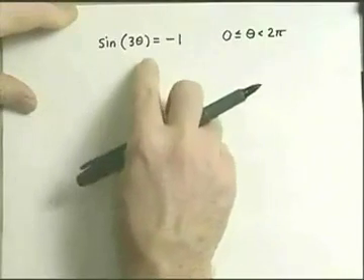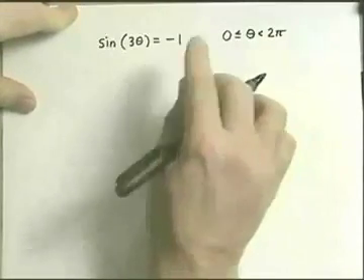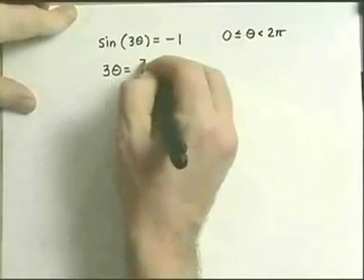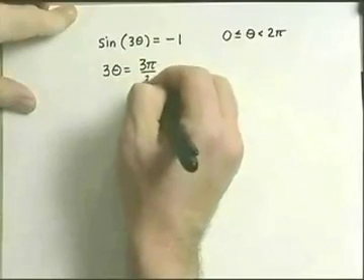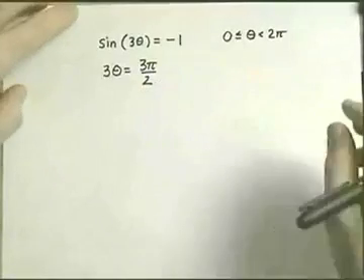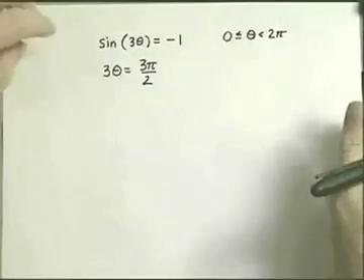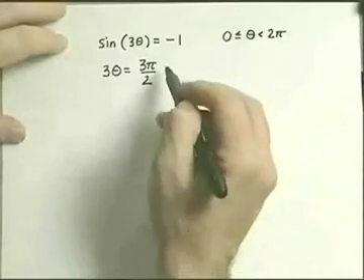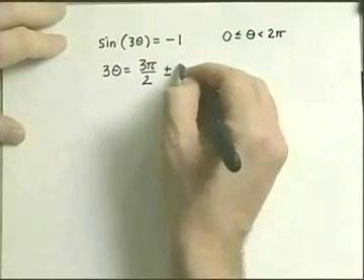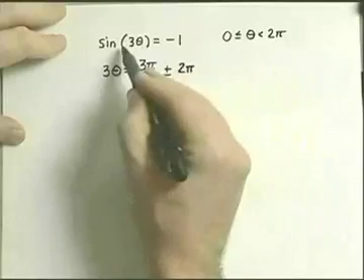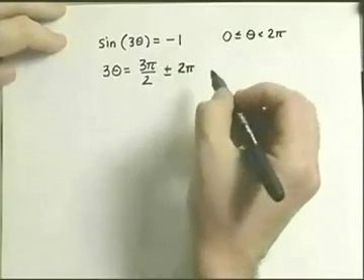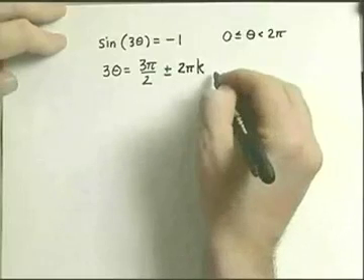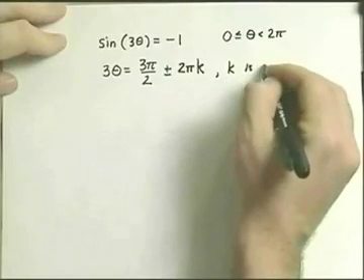Well, the sine of 3 pi over 2 is -1, so we know that 3 theta needs to equal 3 pi over 2. But then we have to take into account the periodicity of the trigonometric functions, because every 2 pi radians, the sine of theta is also going to be -1. So we add and subtract 2 pi k, where k is an integer.